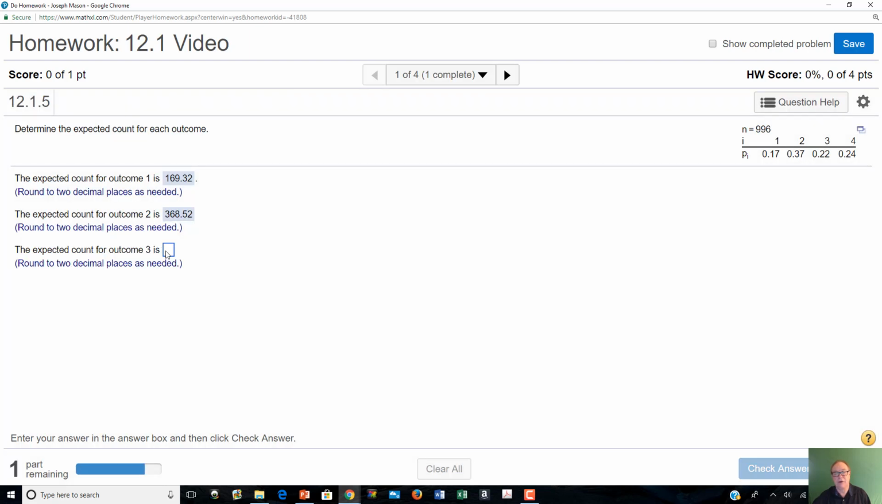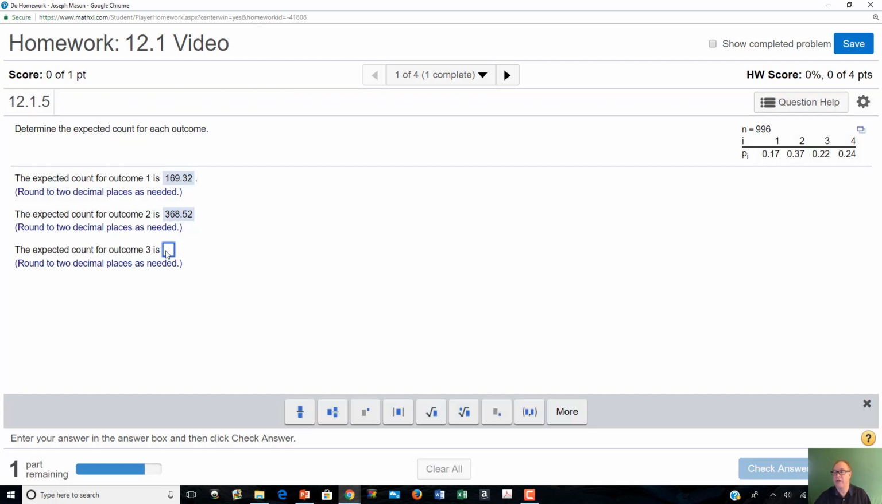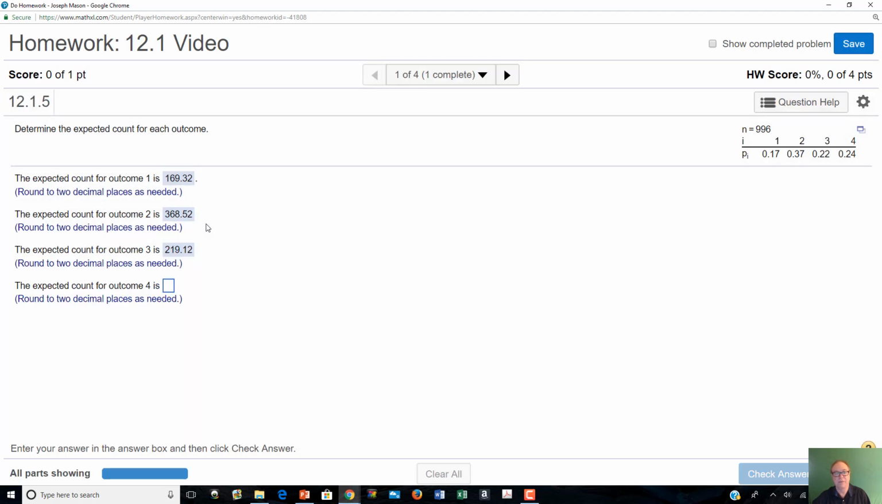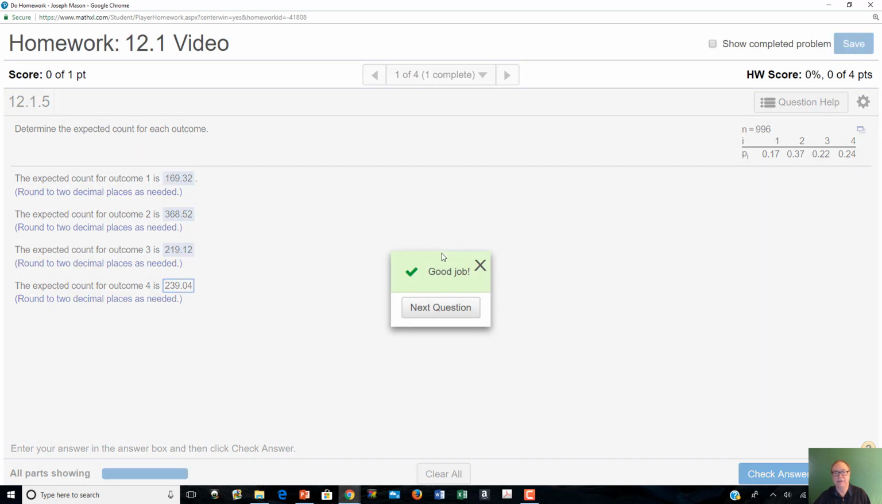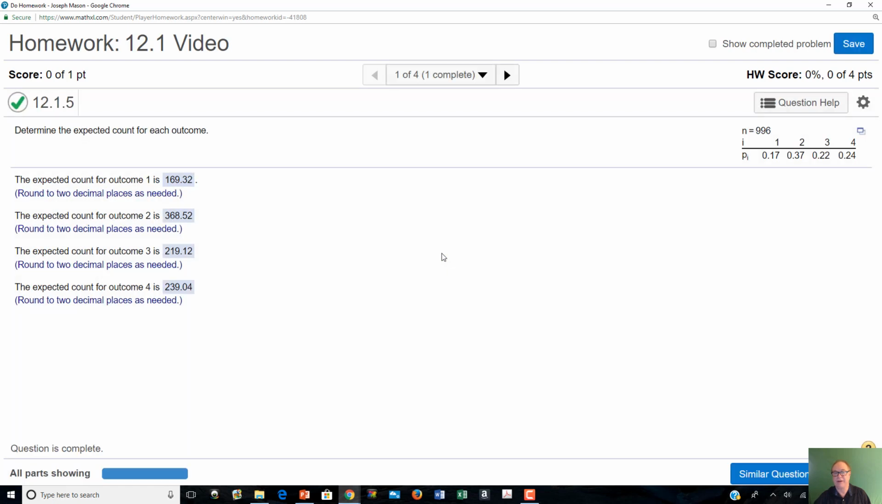And for count 3, you're going to take 0.2 times 996 with your calculator, 219.12. And for outcome 4, the expected count is 0.24 times 996, which is 239.04. So this is one where you're going to have to use your calculator. Okay? So now, that's one where you just find the expected counts using your calculator.